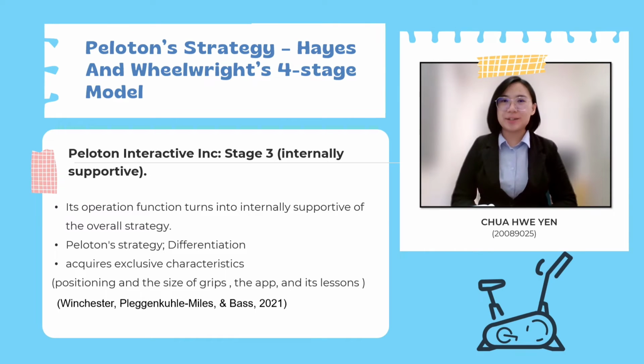In the four-stage model, I analyzed that Peloton is currently at stage 3, which is internally supportive. This is because their operation is offering the best capabilities in these sectors, and their competitive strategy, such as differentiation, can be linked together with their operation in offering premium end products. For example, the size of the bike is smaller than their competitors' products, and they also offer live lessons in the apps and the tablets that come together with the bikes. This also makes them special from their competitors.